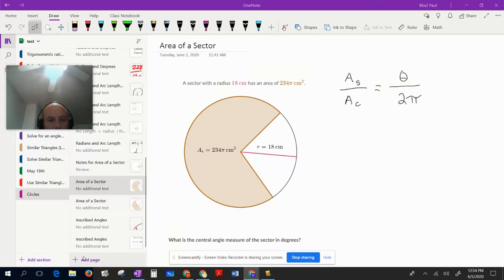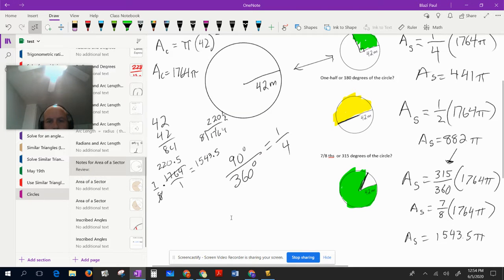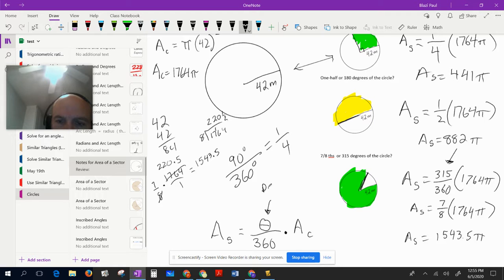So if we look back here, what does this really tell me? I'm going to write a formula for you. Area of the sector equals the central angle over 360 times the area of the entire circle. Now keep in mind, this central angle can be in degrees or radians. In this case, it's in degrees.